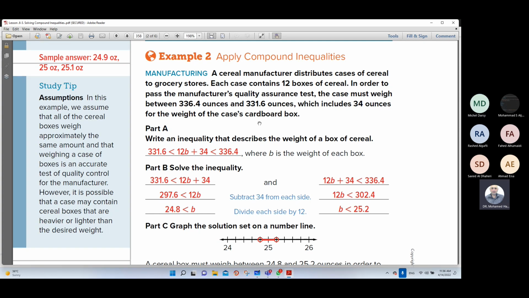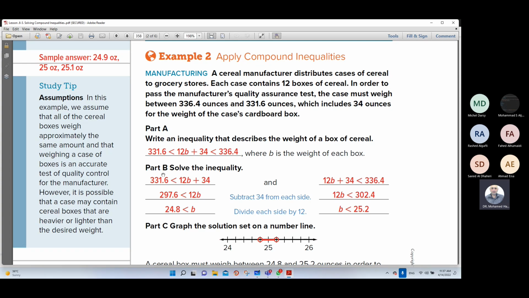Yeah. We have two inequalities. We have here 336.4, because it is set between this value and this value. This is the greater value and this is the smaller value. So we can write here less than the greater value and bigger than the smaller value, with B as the weight of each box.